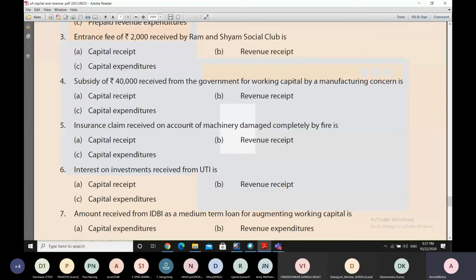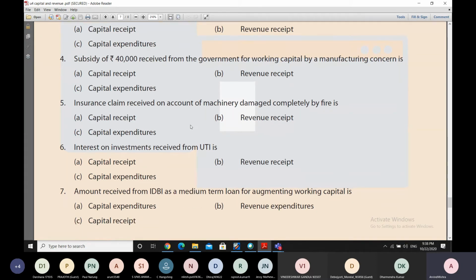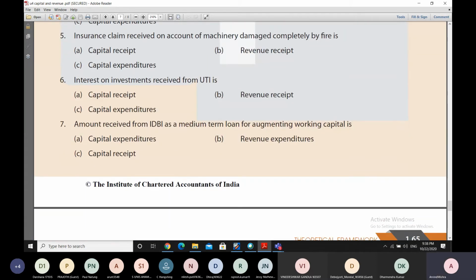Now, question number 6 says the interest on investment which is received from UTI. What is that? So interest is a revenue receipt in nature because it is received in the ordinary course of the business. Therefore, it's a revenue receipt.